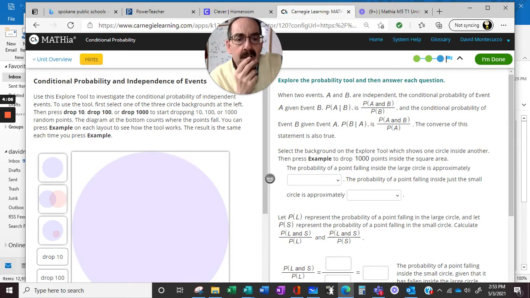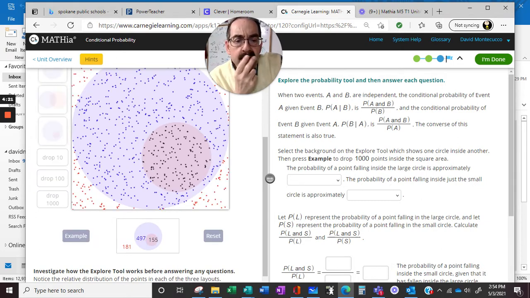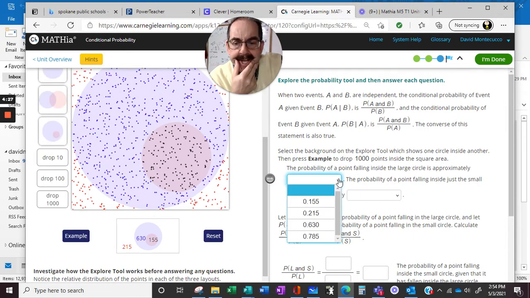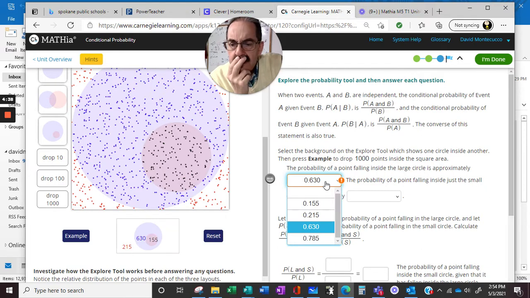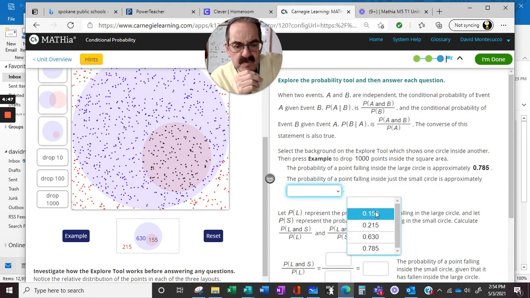Okay, so now, example: one circle inside another circle, and hit the example button. The probability of falling inside the large circle is approximately 0.785. The probability of falling inside just the small circle is 0.155.